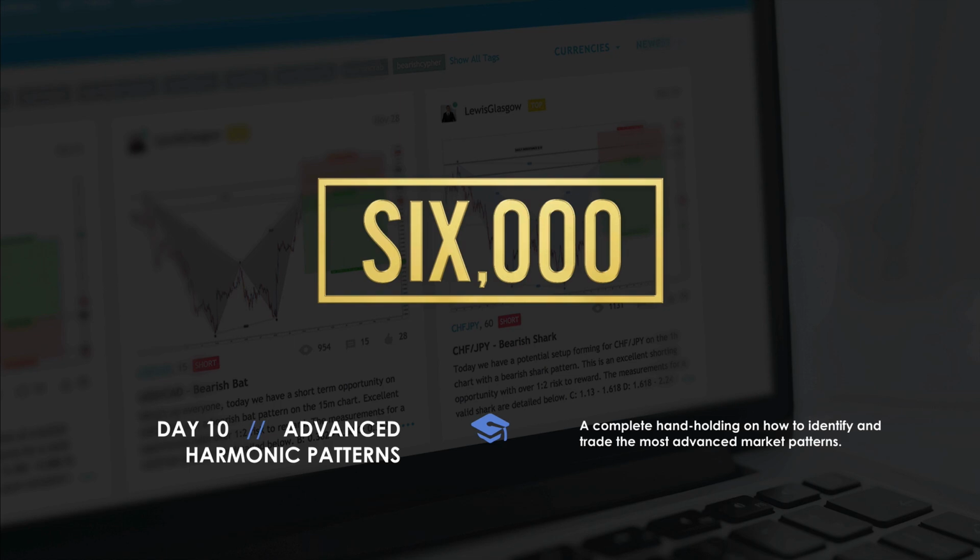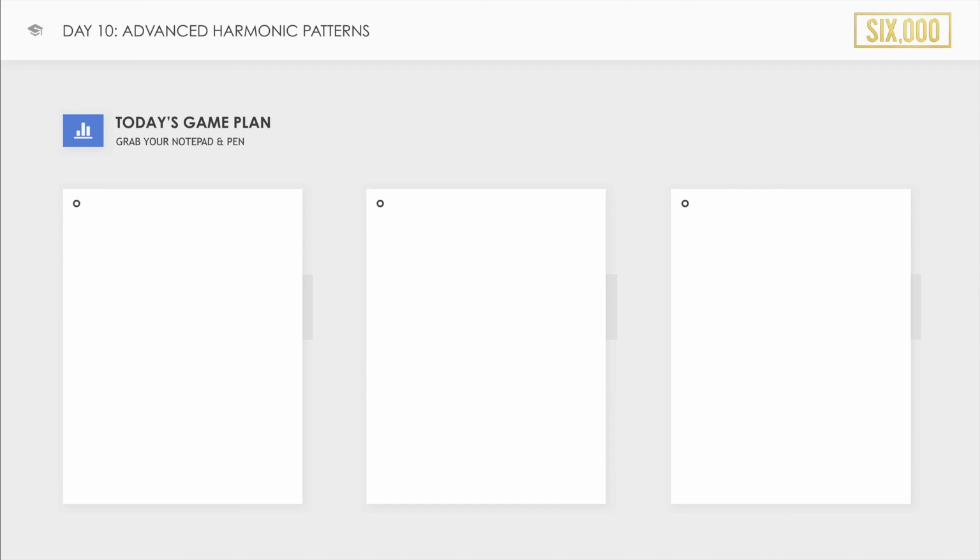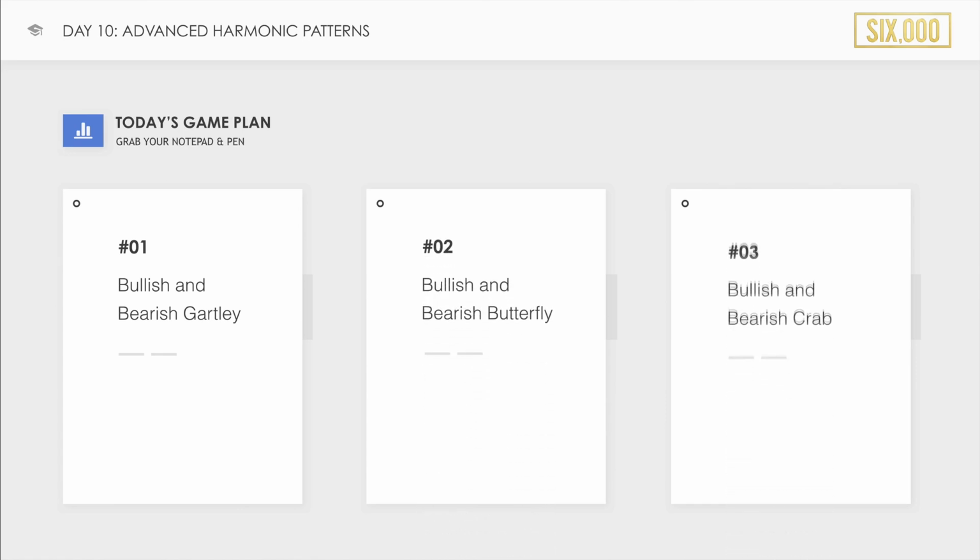Today is day 10, Advanced Harmonic Patterns, and this is a complete hand-holding on how to identify and trade the most advanced market patterns. Now in today's game plan we have 3 topics lined up. We're just further advancing what we learned in day 9. Today we'll be learning bullish and bearish Gartley, which is another type of harmonic pattern, bullish and bearish butterfly, and then bullish and bearish crab. So we have 3 more harmonic patterns lined up in today's module.